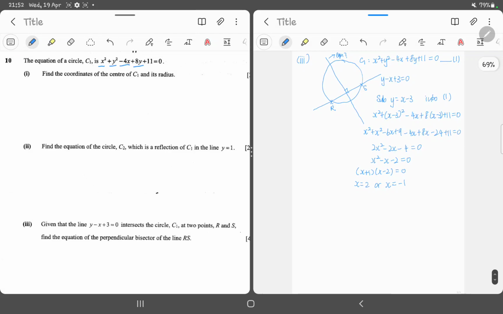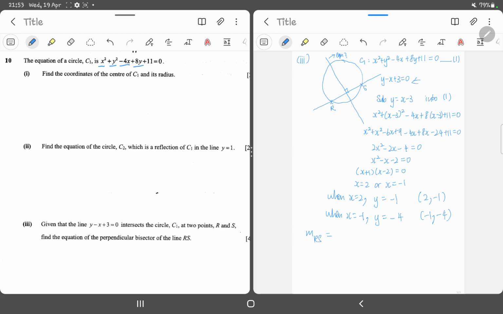Right. Okay, so when x equals to 2, we sub it into the equation of the line here. y will be equals to minus 1. And when x equals to minus 1, y will be equals to minus 4. Okay? So we have the coordinates of point R and point S. So what we can do is using the xy coordinates of these 2 points, we can find the gradient of the line RS.